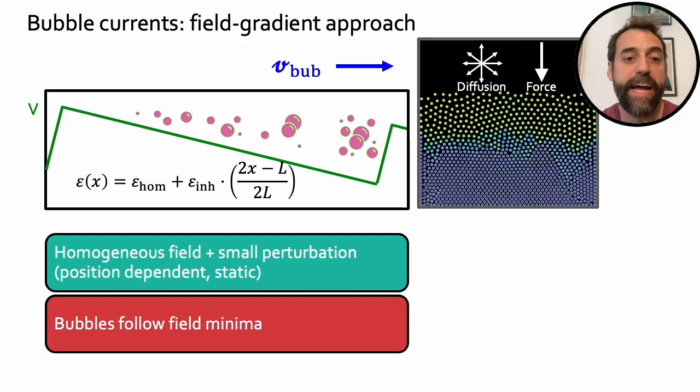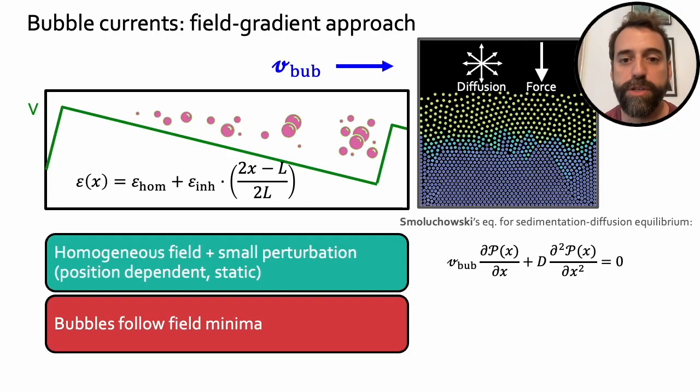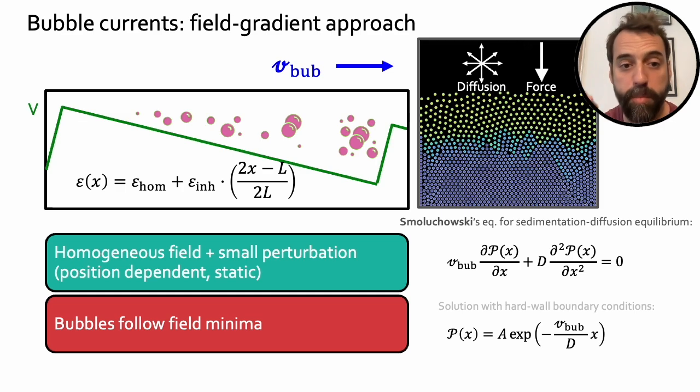And this is very nice because this is directly analogous to the problem of sedimentation of particles in water, which is great because this is a very well-studied problem. In particular, we can use what's called Smoluchowski's equation for sedimentation diffusion equilibrium and its analytical solution. From the analytical solution, we see that the particles will show an exponentially decaying probability distribution, where the exponent precisely connects the drift velocity of these bubbles with the diffusion coefficient of the bubbles themselves.